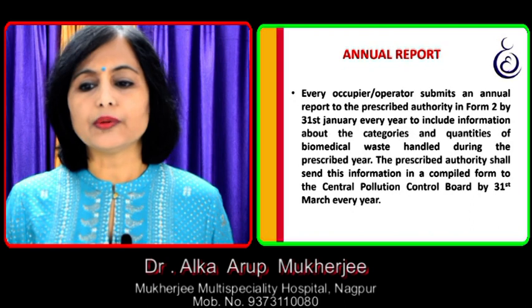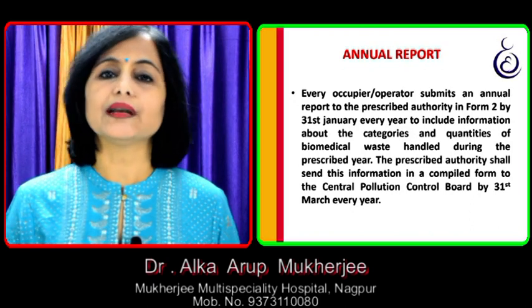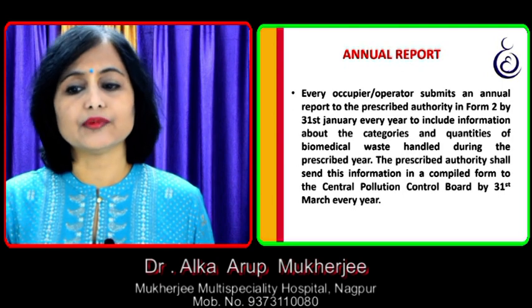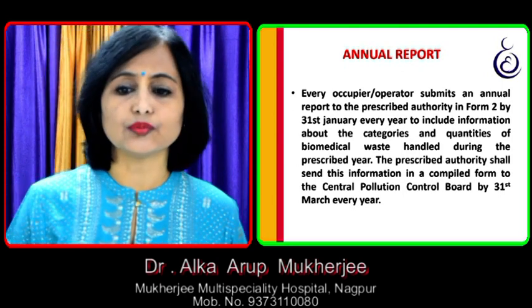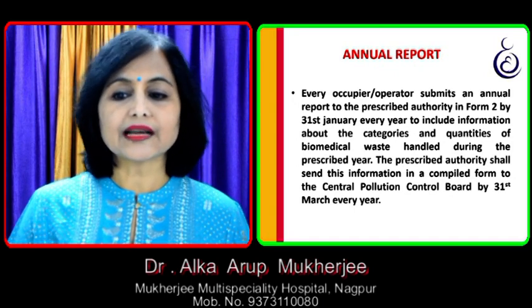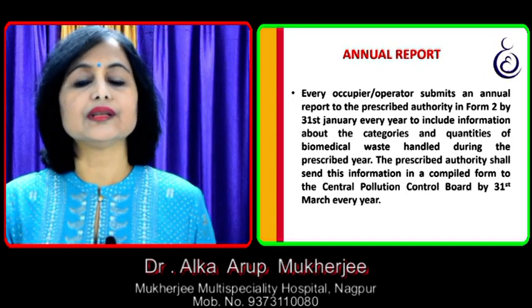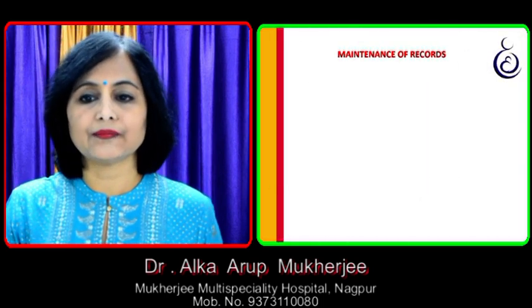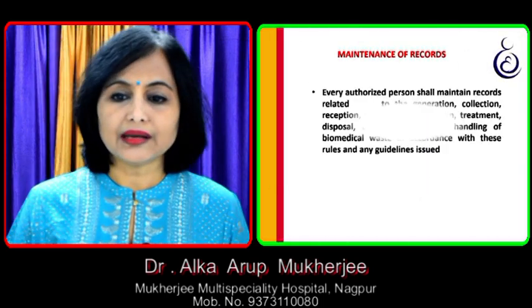Every occupier or operator submits an annual report to the prescribed authority in Form 2 by 31st January every year, to include information about the categories and quantities of the biomedical waste handled during the prescribed year. The prescribed authority shall send this information in compiled form to the Central Pollution Board by 31st March every year. We have to maintain records.